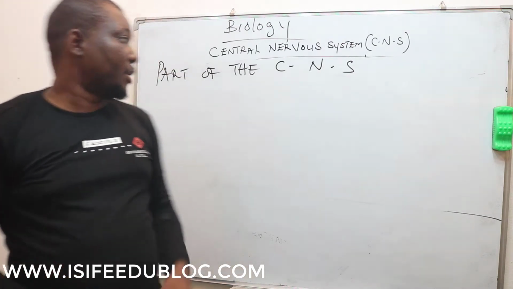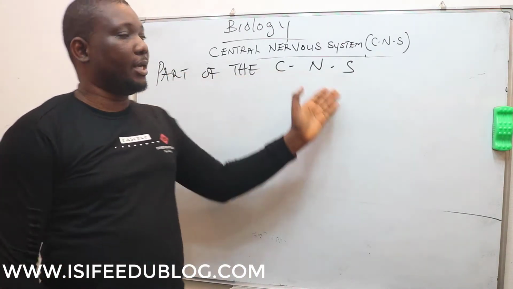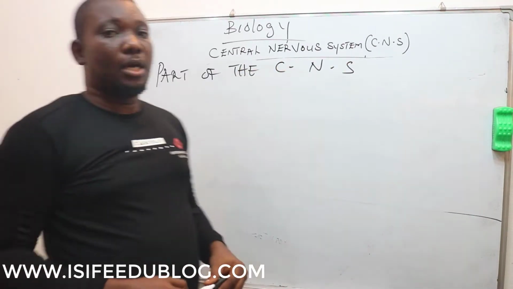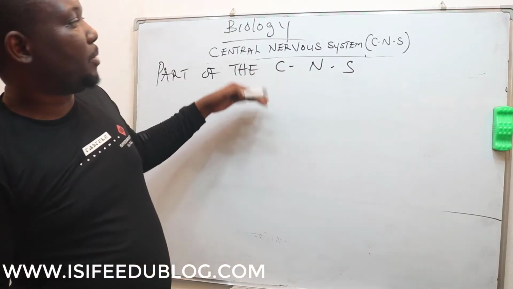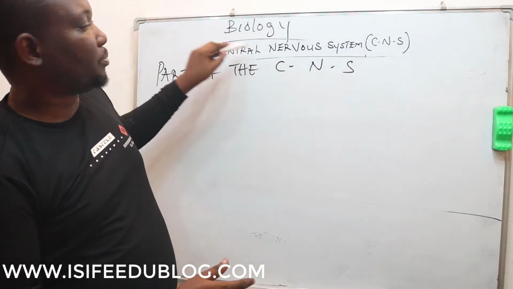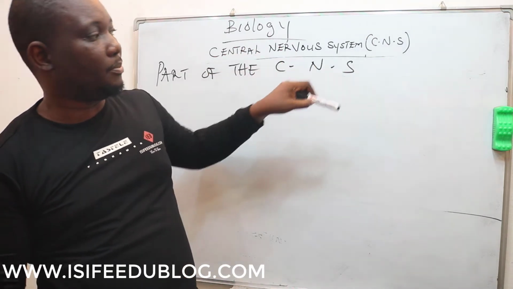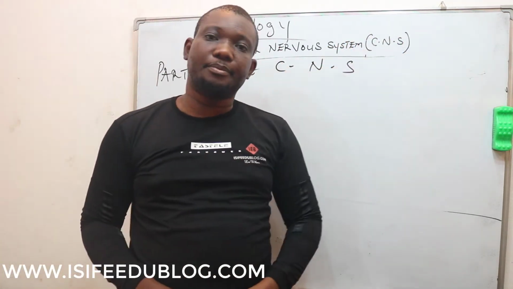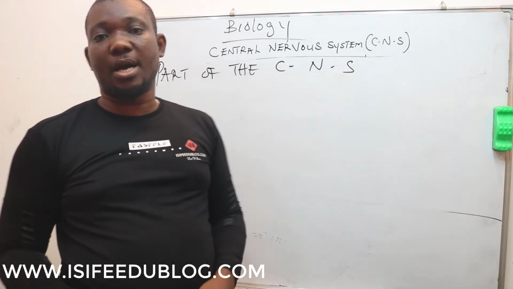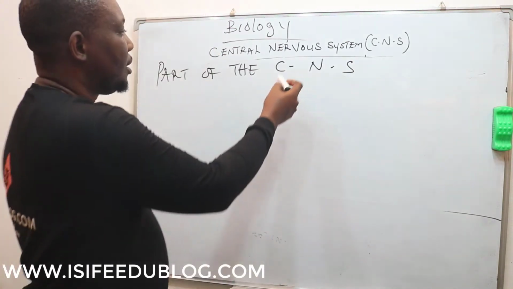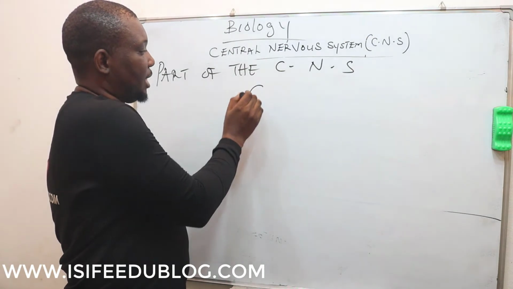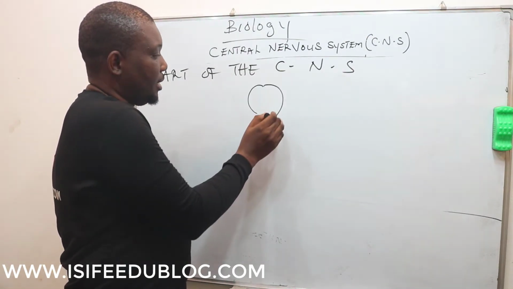Alright, we'll be starting with the parts of the CNS. CNS means central nervous system. In my previous video, I explained that every vertebrate has one nervous system, which comprises the central nervous system and the peripheral nervous system. But in today's video, we'll be looking at the central nervous system, otherwise known as CNS. Like the word says, central means that this part of the nervous system is at the center.